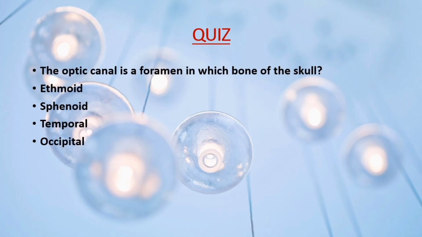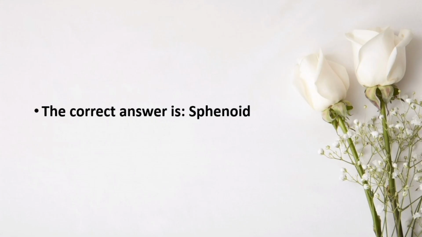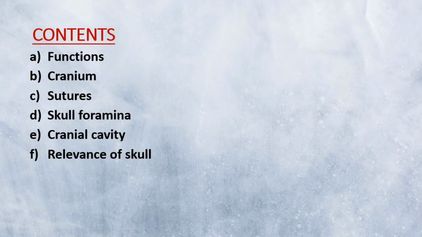Here's the final quiz. The optic canal is a foramen in which bone of the skull? Ethmoid, sphenoid, temporal, occipital. The correct answer is sphenoid bone. In summary, we've talked about the functions of the skull, the cranium, the sutures of the skull, foramina, the cranial cavity and the relevance of the skull.